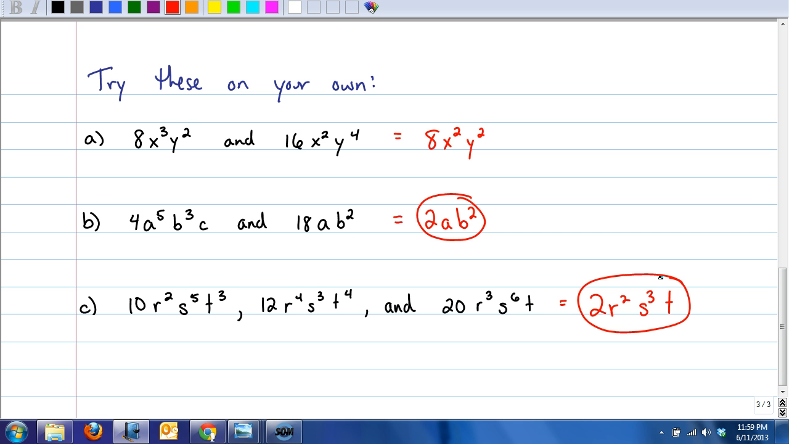So hopefully this gives you a better idea and a better understanding of how to find the greatest common factor, because this is always going to be your first step when we're going to factor a polynomial. So good luck as you're trying to do that.